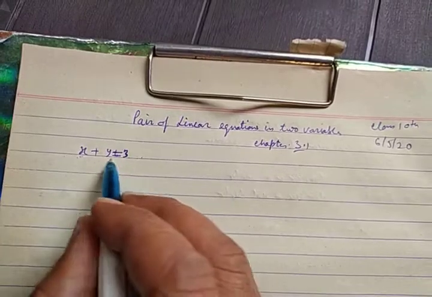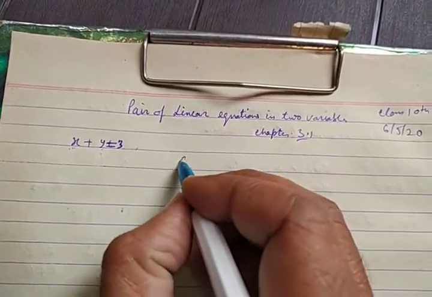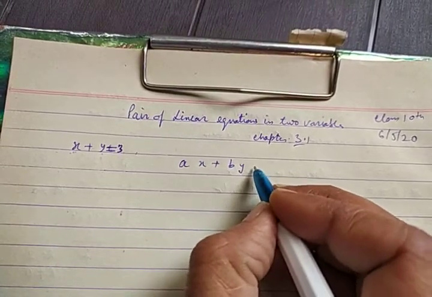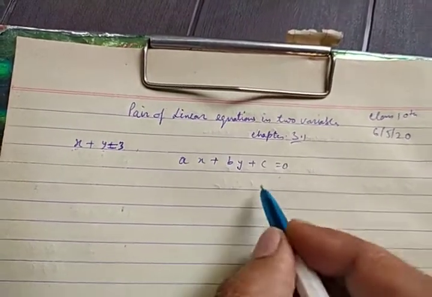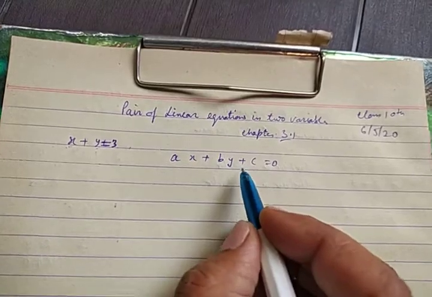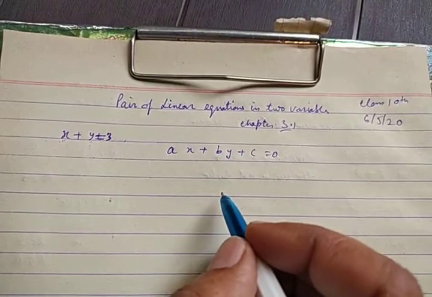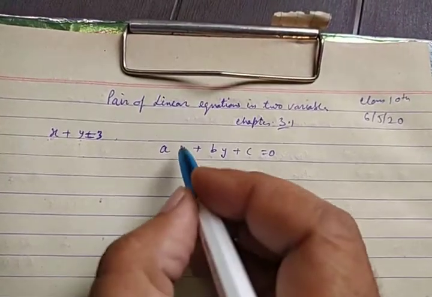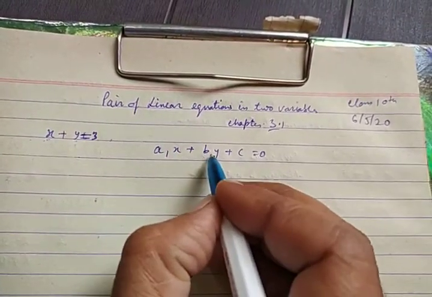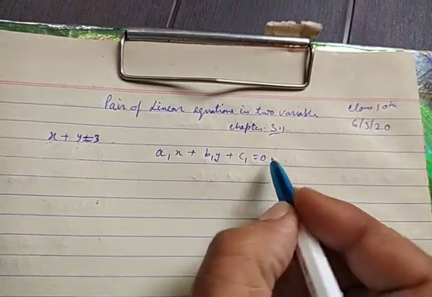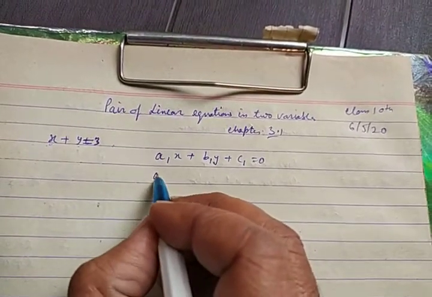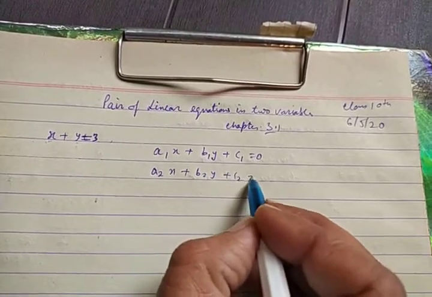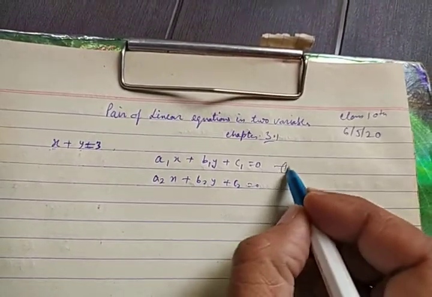Now the standard format of the linear equation would be ax plus by plus c is equal to 0. Since in this chapter you are going to take the pair, it means two different equations would be there, that's why it would be a1x plus b1y plus c1 is equal to 0, and the next equation would be a2x plus b2y plus c2 is equal to 0. This is equation 1, this is equation 2.